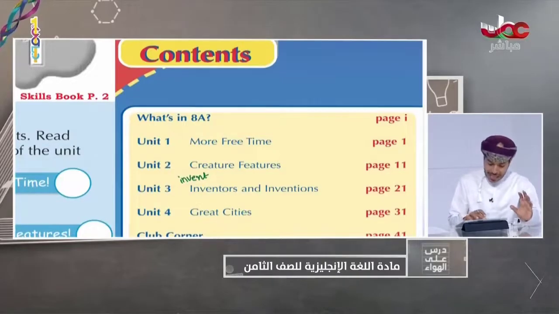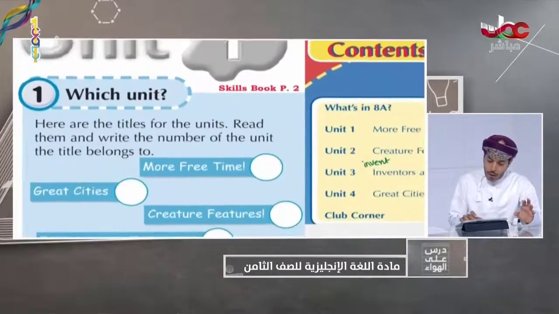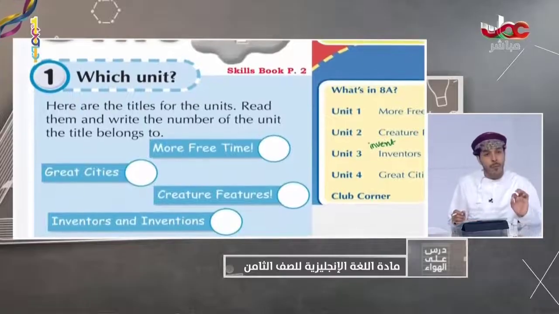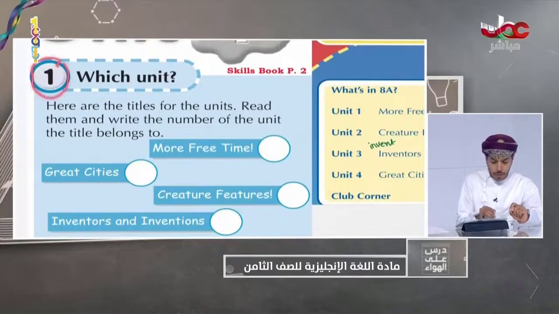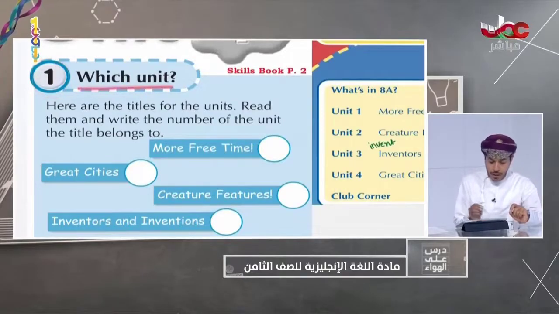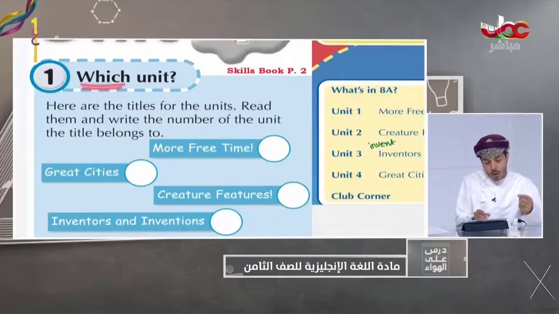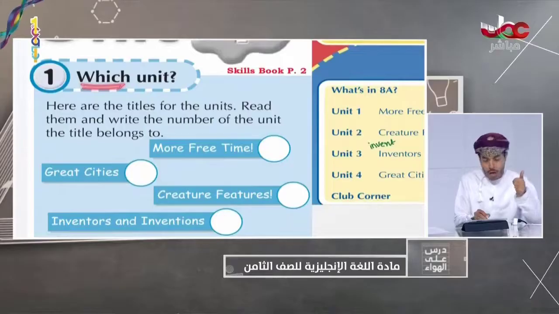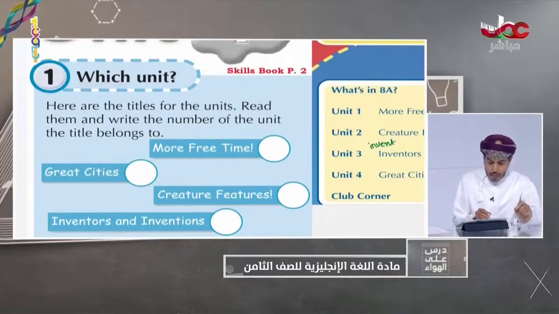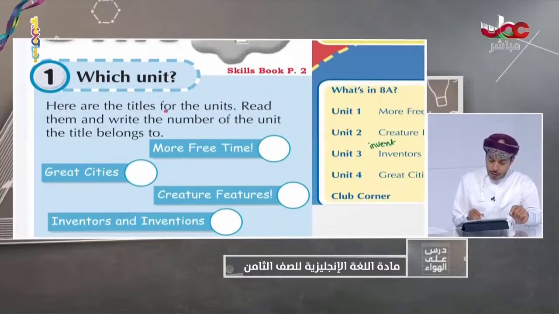That we have in our skills book. So now look at your skills book on page 2, please. Look at activity number 1. In this activity, it says which unit, and when we have which unit, we are talking about which unit exactly. So we have to choose whether unit 1, unit 2, unit 3, or unit 4. Okay, so look at the instruction. Here are the titles for the units. Read them and write the number of the unit the title belongs to.